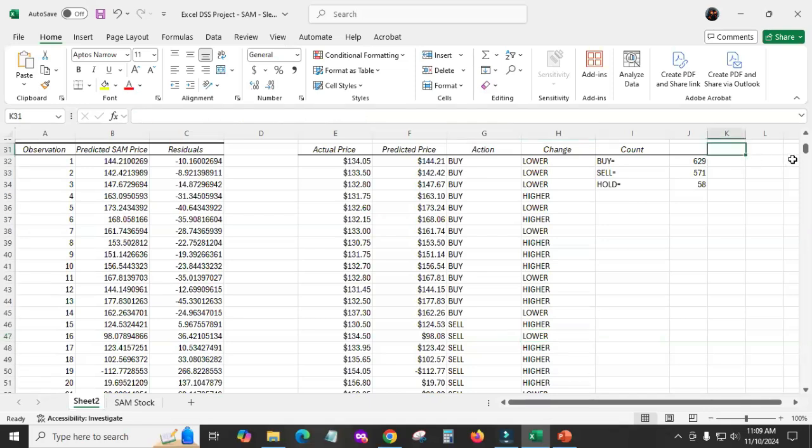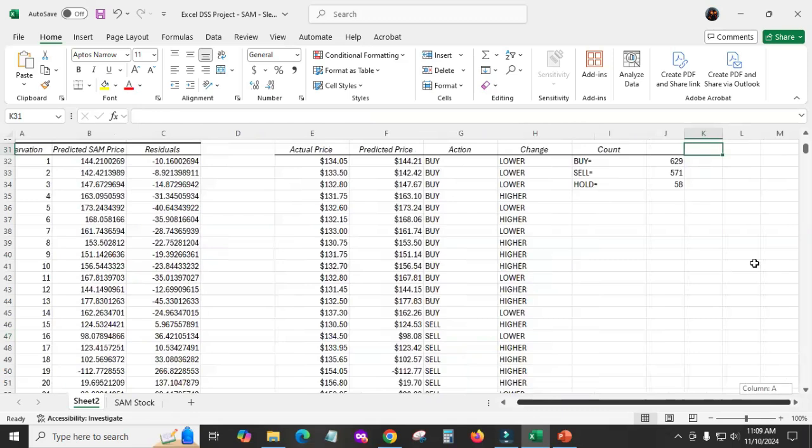We're going to go to column K, and we're going to type, was I right, question mark. And we're going to underline that. And we're going to start. Let's go into cell K32.